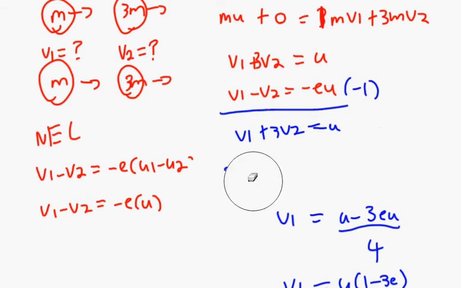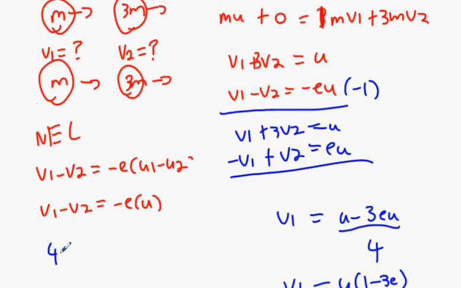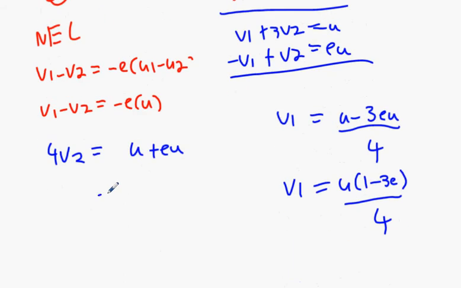Multiply by minus 1 and we get minus V1 plus V2 equals EU. Therefore 4V2 ends up to be U plus EU. Factorize the top and then divide by 4. And there's your phi1 and phi2. Is that okay with you guys? phi1 and phi2.